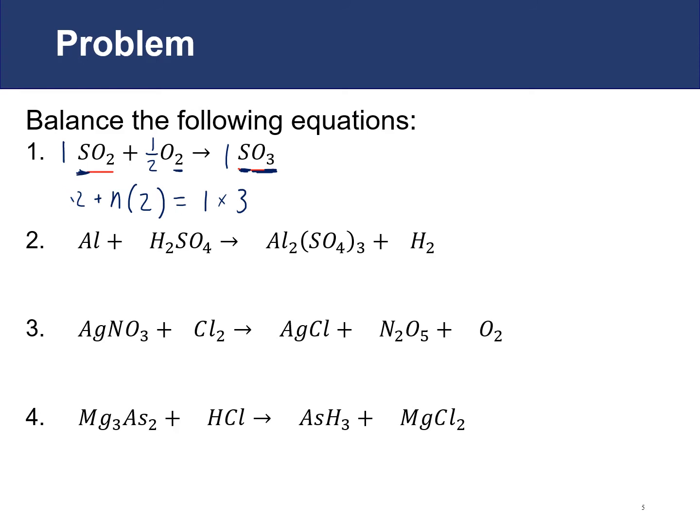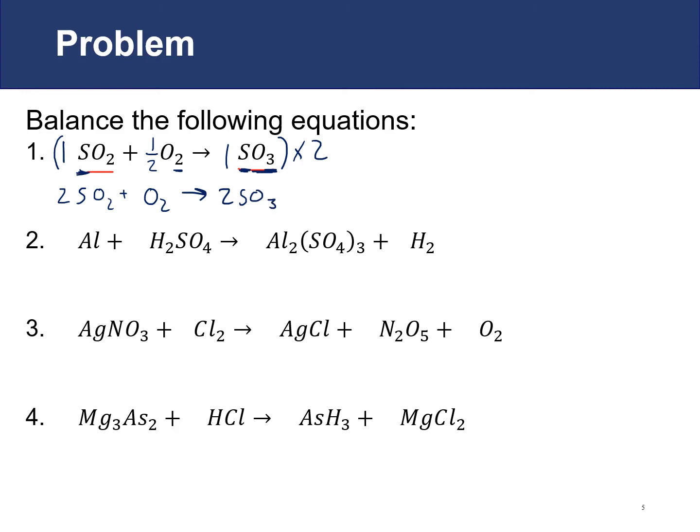So erasing what we have, now everything has a number in front of it. What we want to do is get rid of fractions. So if I take the entire balanced chemical equation and multiply it by 2, that would get rid of my 1/2 fraction for my O2. This gives me 2 SO2 plus 1 O2 goes to give 2 SO3.